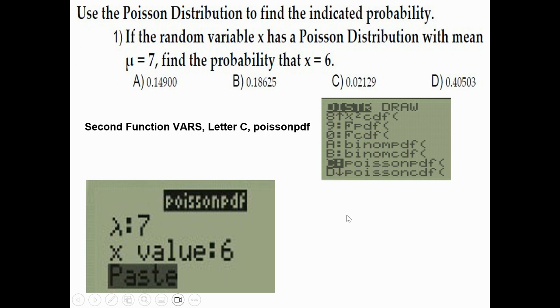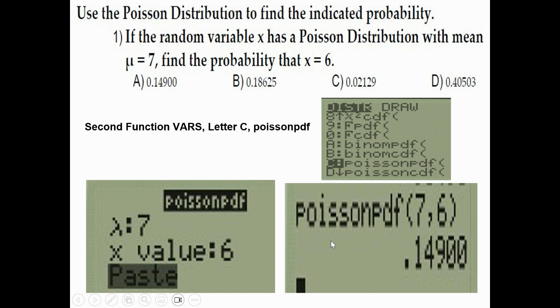All right, for the first problem, he flat out gives me what mu is. Now, mu, and the calculator uses this Greek letter lambda. Some textbooks use lambda for the mean. Lambda and mu are synonymous. So in this case here, mu is given to me as 7. We're looking for the probability of exactly 6 successes. There's my x value. Put that in, and the calculator very nicely returns an answer of 0.14900.